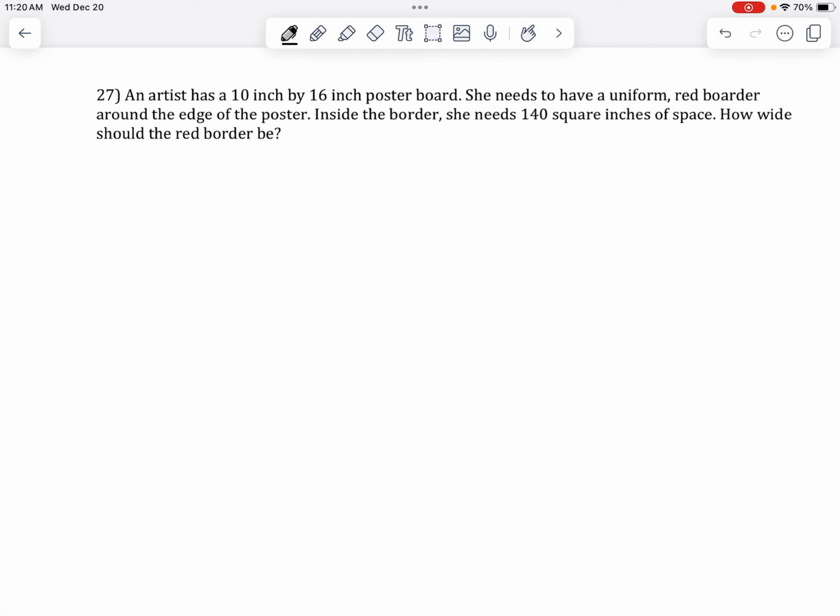So we've got this 10-inch by 16-inch poster board. So let me just draw a nice perfect rectangle. So this is the poster, or poster board, and it's 10 inches by 16 inches.